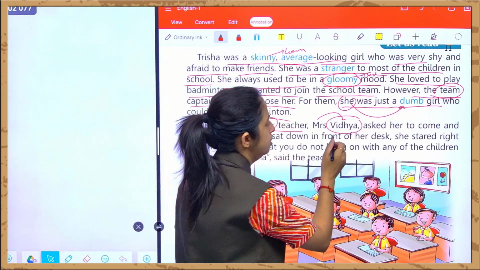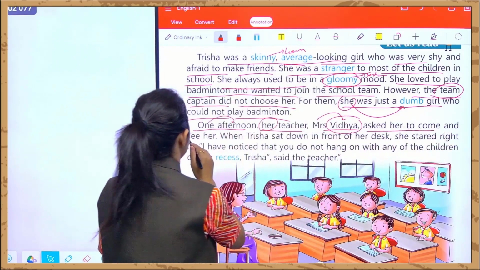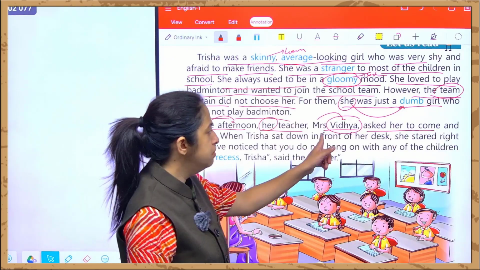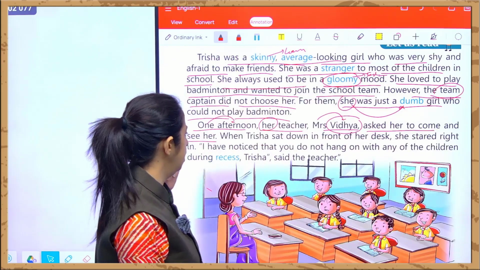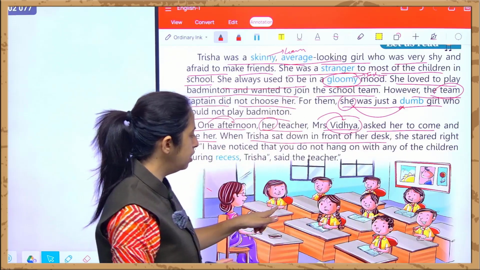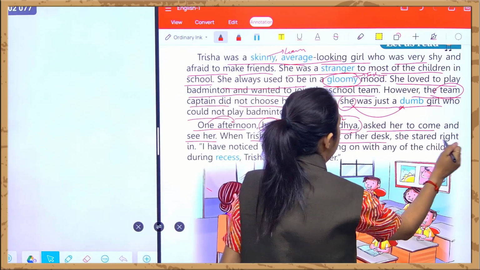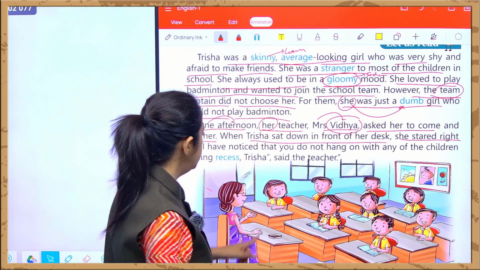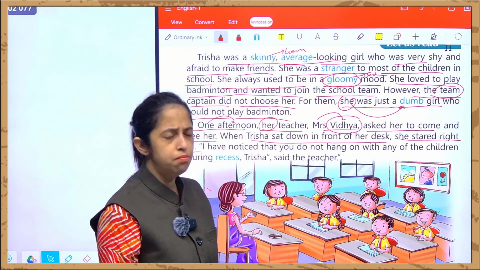और उनकी जो टीचर है विद्या, she is also a female. She asked her to come and see her. What did Miss Vidya ask her to do? उनसे मिले. When Trisha sat down in front of her desk, when Trisha was sitting in front of her teacher, Mrs. Vidya, she stared right in. And what she does? She stared right in. मतलब सिर्फ उनकी आंखों में आंखें डाल के बात कर रही हैं.